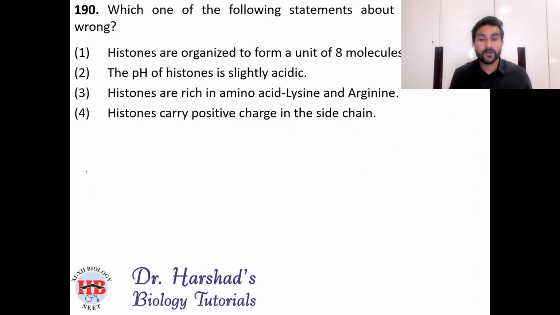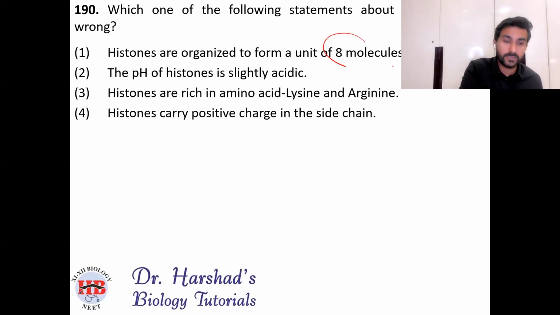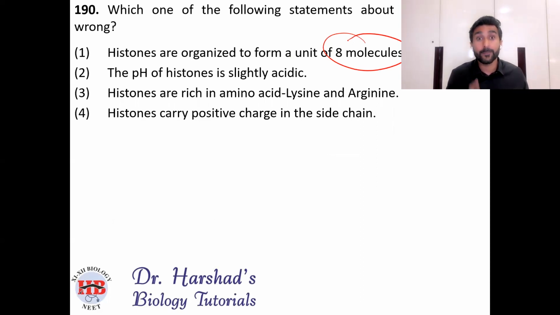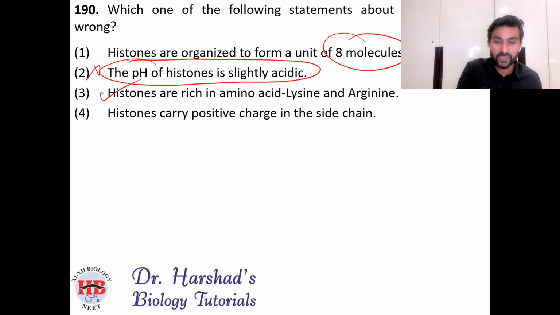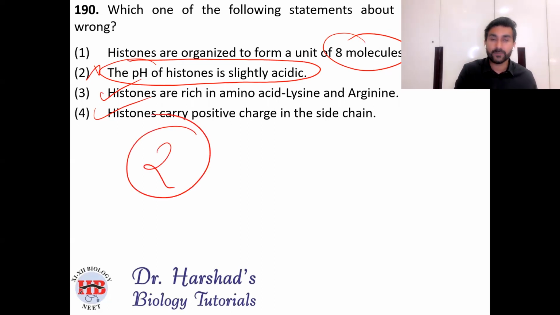Which of the following statements about histones is wrong? If you remember, histones were forming octamers, the molecules of octamers. So this is correct. Histones are basic proteins. Here it says acidic. So this is a wrong statement. They are rich in basic amino acids like lysine and arginine. And since they are basic, they carry positive charge. So statements 1, 3, and 4 are correct. Statement number 2 is incorrect. That would be our answer.